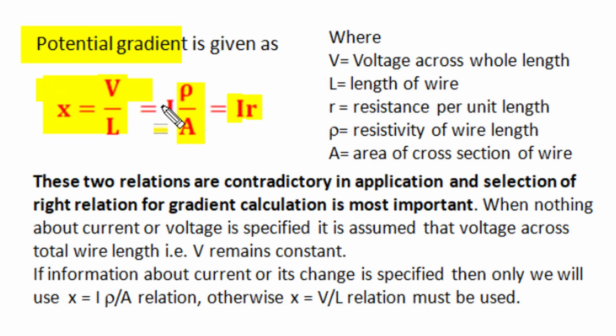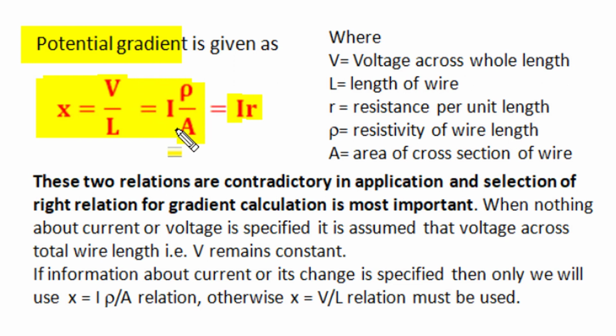So we got two relations of potential gradient, one related to length and voltage, and the other related to current flowing in the wire and area of cross section of the potentiometer. Now these two relations look very contradictory, and to obtain potential gradient we have to select the proper relationship for analysis purposes. When nothing about current or voltage is specified in our questions, then we presume that voltage across the total wire length is constant, and we can use the V by L relation for potential gradient calculation.